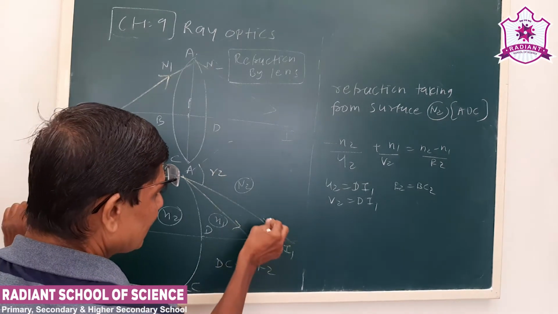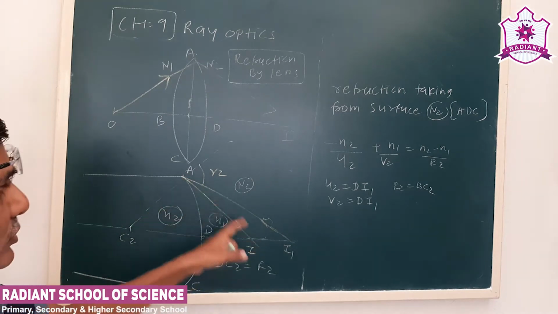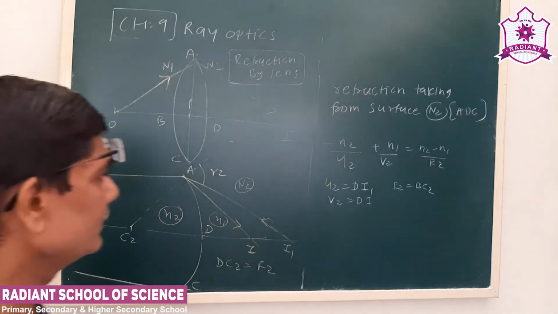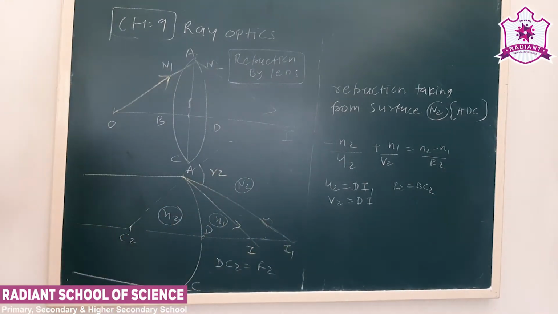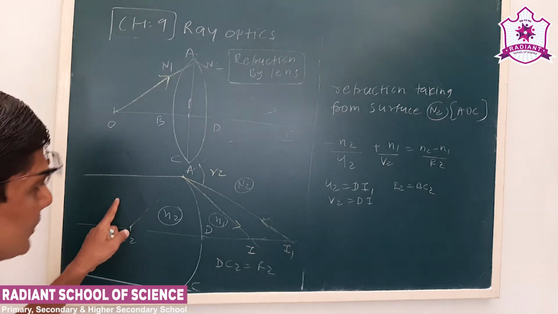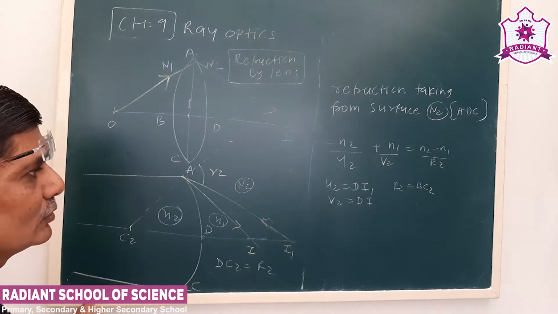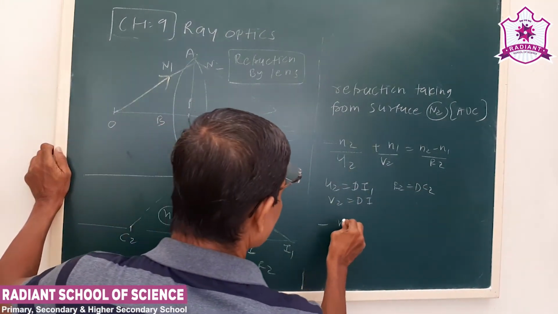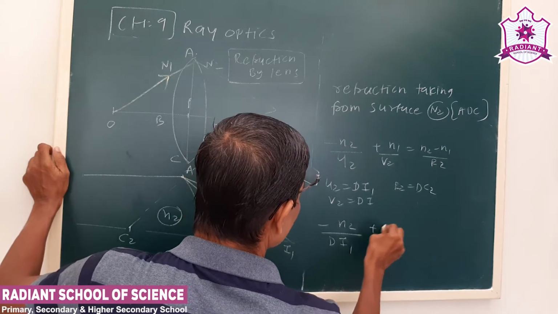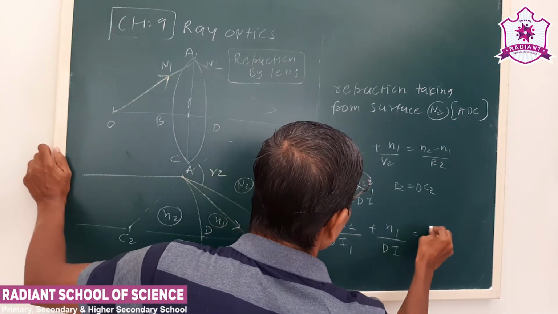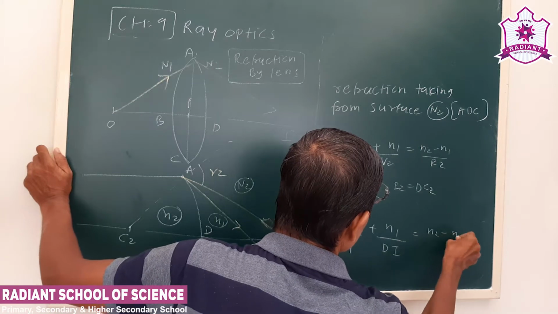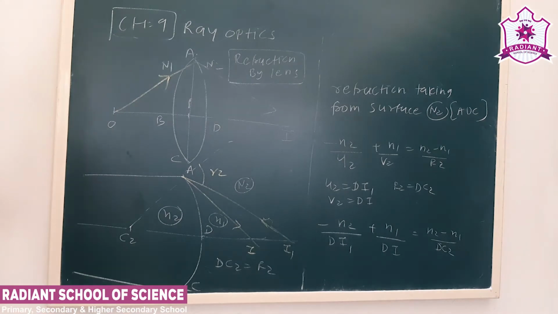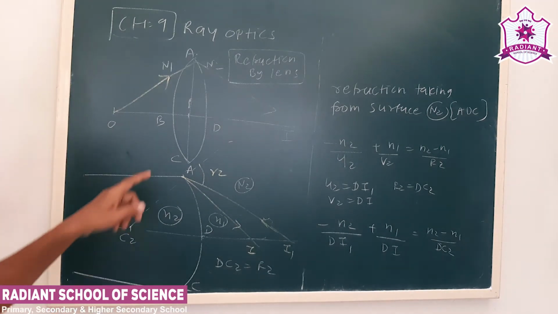Earlier it was like this, but this acts as an object, so we have to reverse the direction. Now the final image is formed at DI, and this R2, the radius of curvature of the second surface, that is ADC, is DC2, that we have to write as DC. So we can write: minus N2 upon DI1 plus N1 upon DI is N1 minus N2 upon DC. So this is how we can show the refraction taking place from the ADC surface.